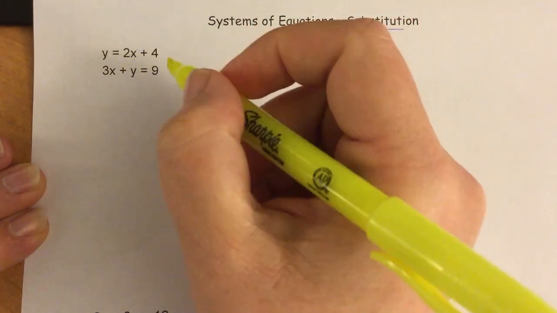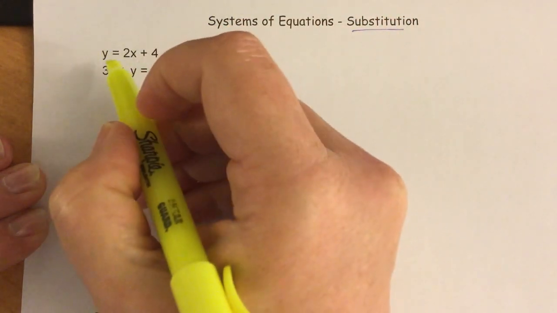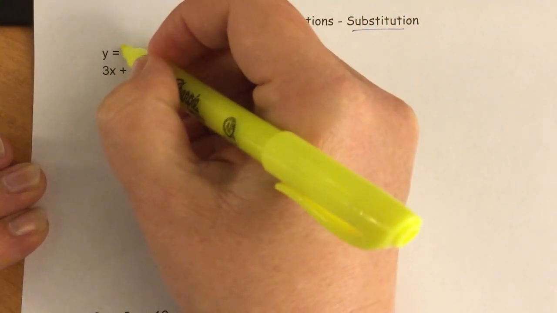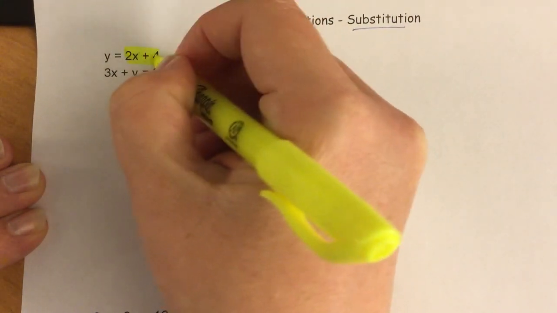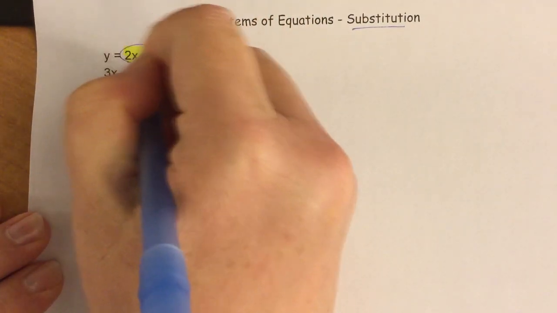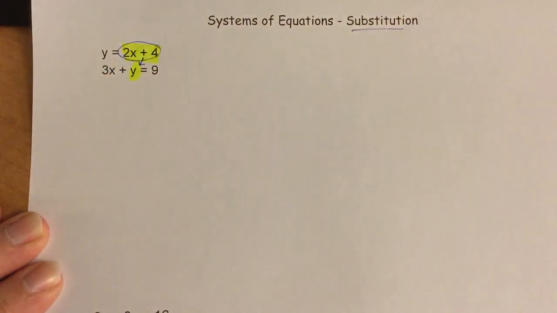one variable for another. So here we know that y equals 2x plus 4. So because we know what y equals, y is this chunk right here, we can substitute that into the other equation for the y. So we can replace the y with what it's equivalent to. So we're going to take this piece and plug it in right there for the y.